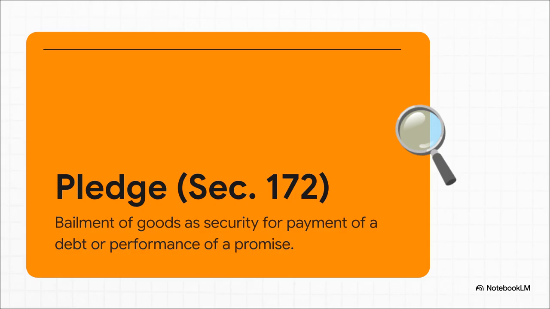See, if goods are given merely for repair or for safe custody, that's just a general bailment. But the very second those goods are kept as collateral, as a shield to ensure a loan is repaid, it transforms into a pledge. That purpose of security is the living heartbeat of Section 172.